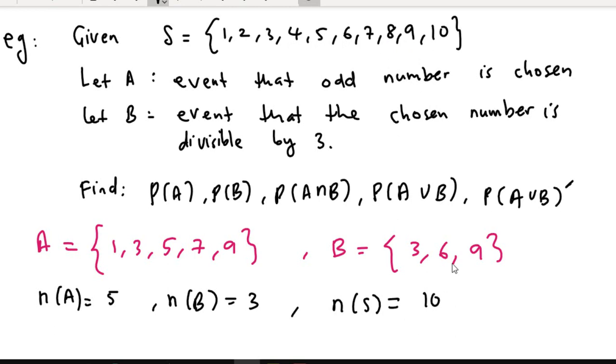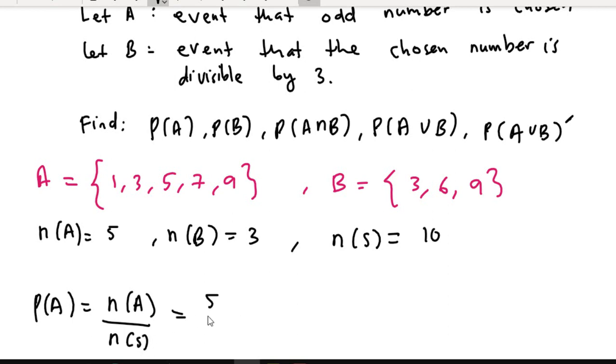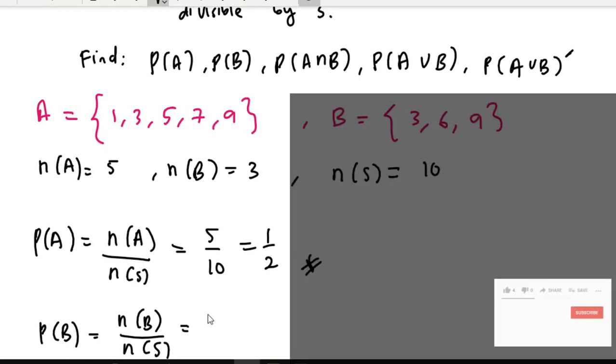To find the probability of A, the formula is the number of A over the number of S, or 5 over 10, which is equal to 1 over 2. That is the probability of getting A. For the probability of getting B, the number of B over the number of S is 3 over 10. And that is the answer.